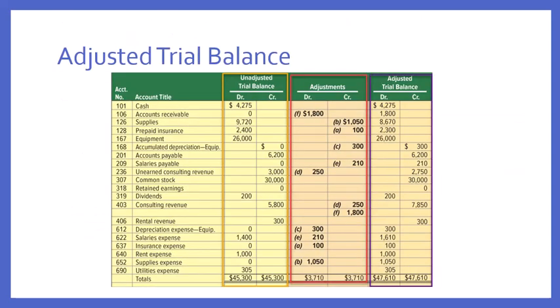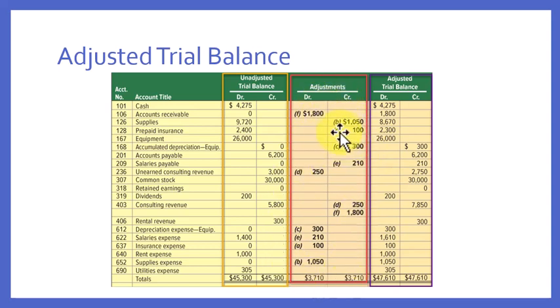Once our adjustments are made, we can create an adjusted trial balance. And what you see here is a worksheet. What the worksheet allows you to do is take your unadjusted trial balance, enter the adjustments that you make, and these are just some examples here. They don't relate to the examples that we just did, but this is just an example.